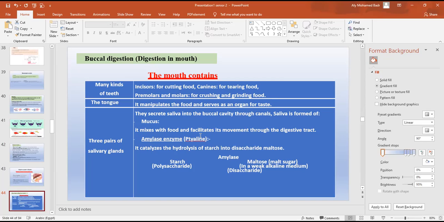Our mouth, what do you think? Is it an alkaline medium or an acidic medium? Of course, an alkaline medium. The amylase enzyme, ptyalin, works in an alkaline medium inside our mouth. It hydrolyzes the starch into maltose. The starch is a polysaccharide and the maltose is a disaccharide, with the help of the amylase enzyme.